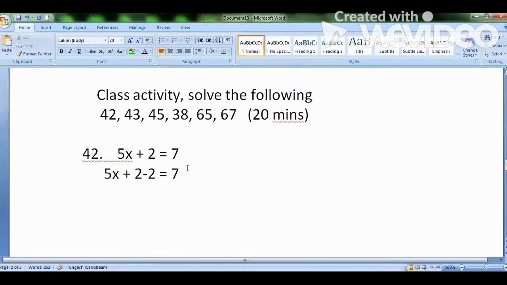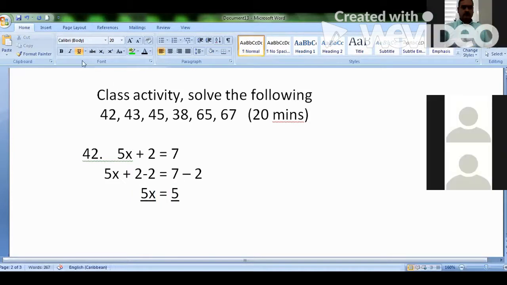Go ahead. All right. So the question is 5x plus 2 equals 7. What I did is 5x plus 2 minus 2 equals 7 minus 2. And the next line under that, I have 5x equals 5. So to get x, because 5x is multiplied, it's basically 5 times a number x, I divided it by 5.